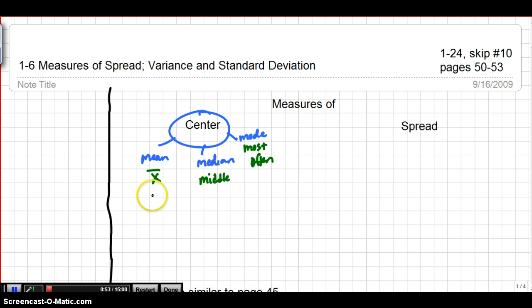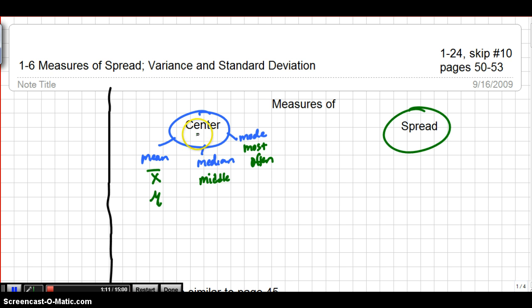In the future, we'll also use a symbol called mu to indicate the mean, and it's kind of a script-looking letter M. We're not going to cover that today, but I thought I would mention it since it is a future topic. Measures of spread are other things that we use to describe data.